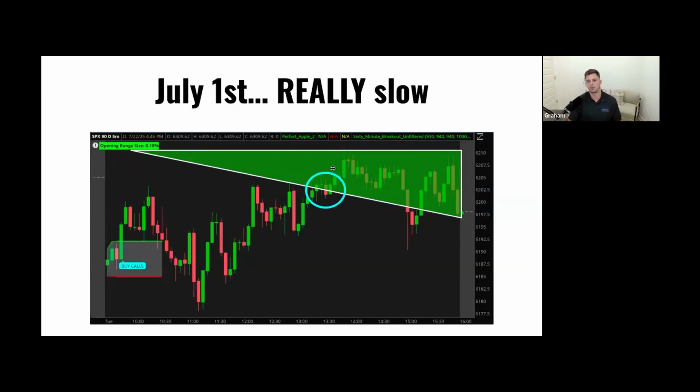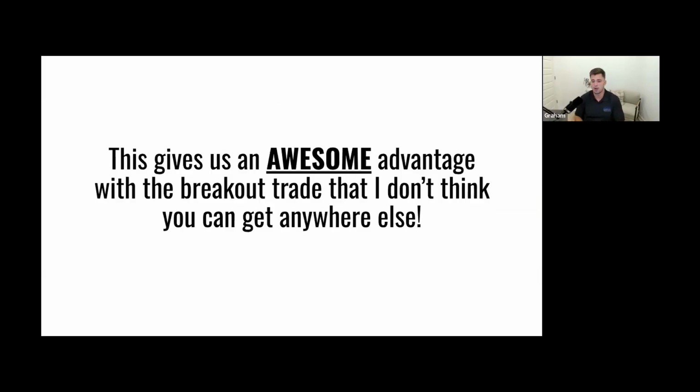July 1st, another example, real slow. This came about 2 p.m. Look at this. Opening candle. Oh, no, it did not work out. Probably some news. Just looking at the candle size here. Kind of like today. Probably some bad news. Then we just chopped and grinded. But as time passed, we needed less and less of a move to hit. That eventually happened. So this can give us an awesome advantage with the breakout trade that I don't think we can get by trading any other style of option.